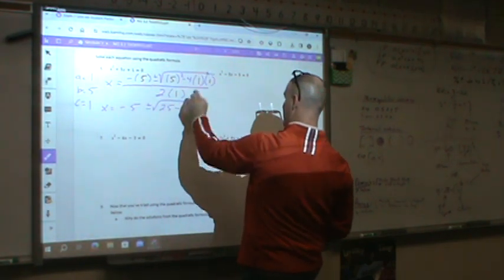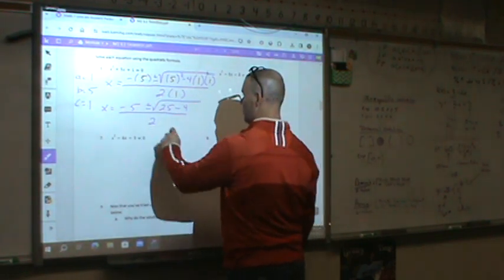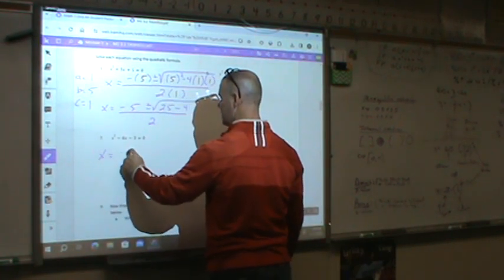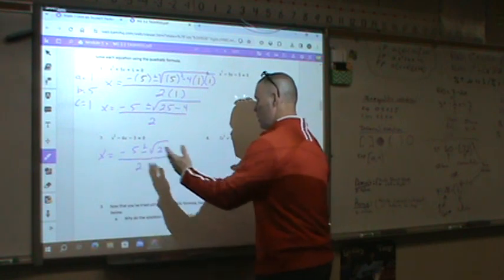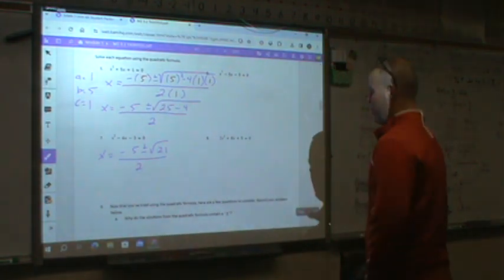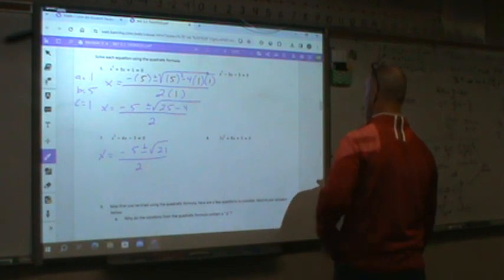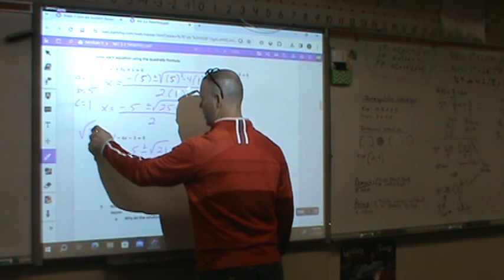4 times 1 times 1 is 4. So now I can go ahead and finish. 2 times 1 is 2. The next thing I can do is 25 minus 4. So I get x equals minus 5 plus or minus the square root of 21 divided by 2. That could be an answer. But because I don't like radicals and we like decimals better, I'm going to go ahead and convert this to a decimal. What is the square root of 21?